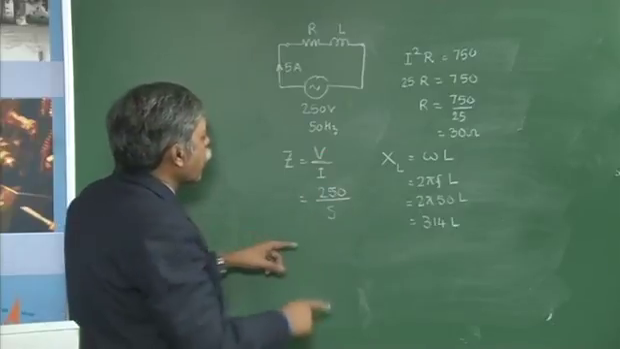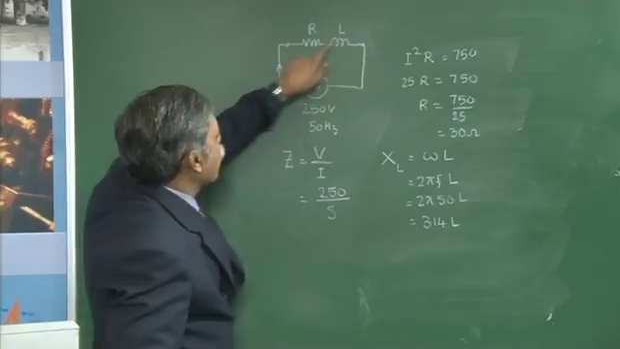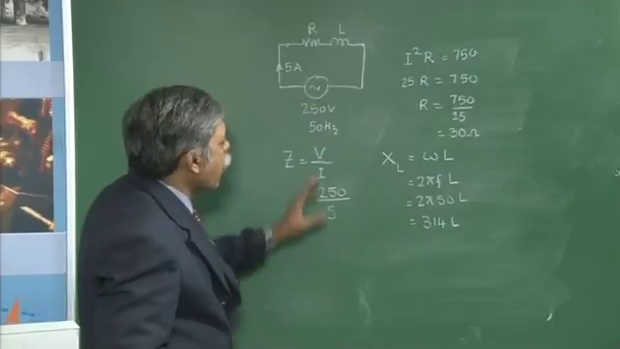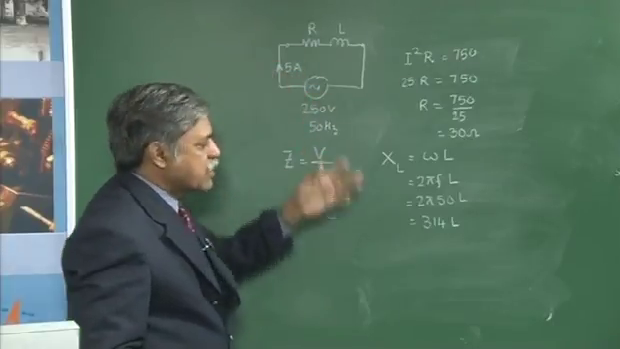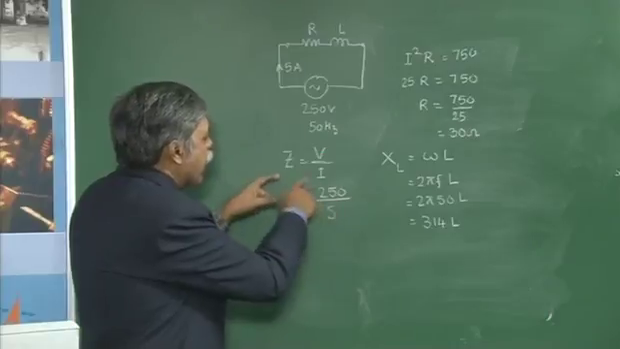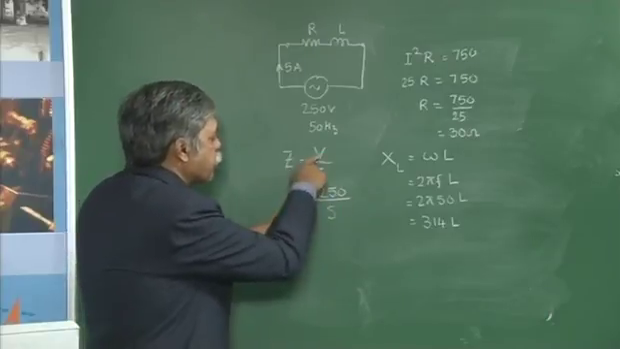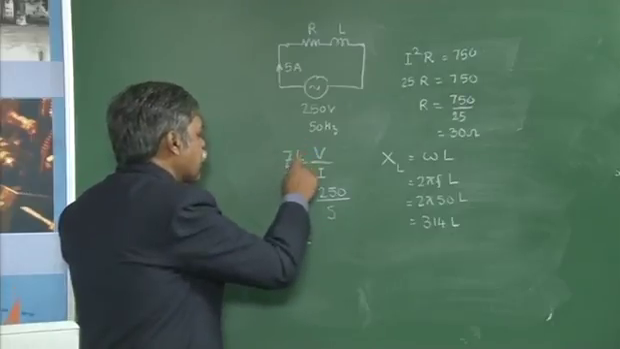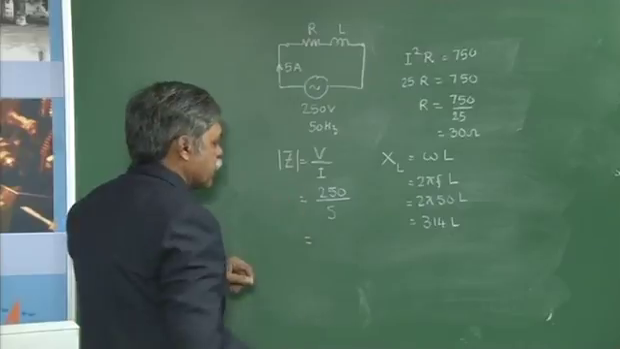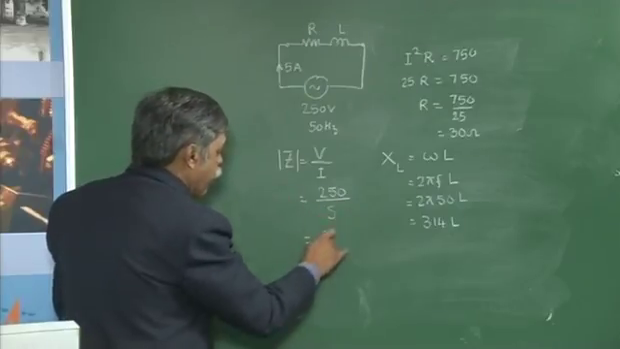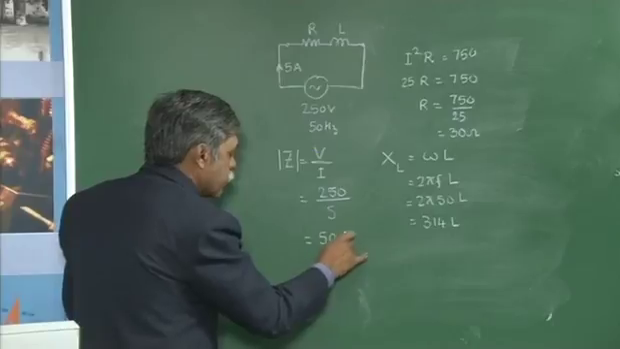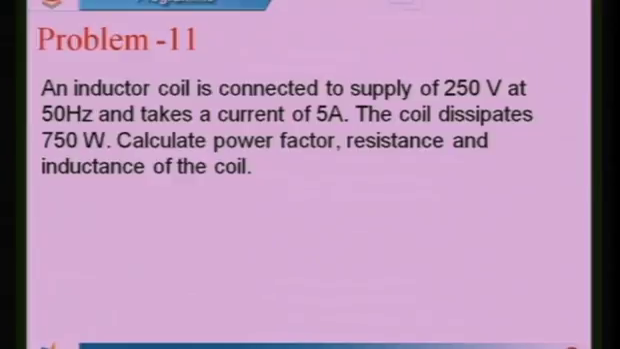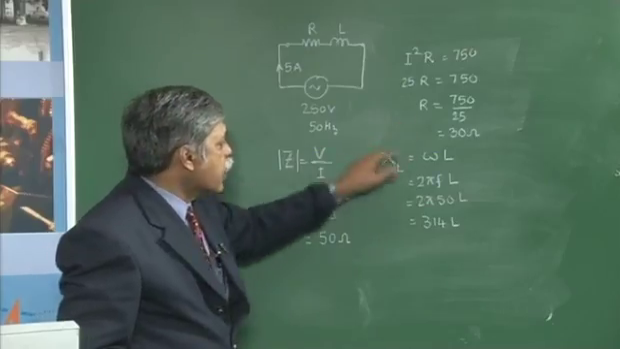Remember, I know that the current will be lagging behind the voltage by some angle because of the presence of inductance, but what angle it is, that is not given. Therefore I will be calculating only the magnitude of the impedance as per this ratio. Actually this impedance is a vector quantity, so I will be just calculating its magnitude. So 250 divided by 5 will give us 50 ohms as the impedance magnitude.